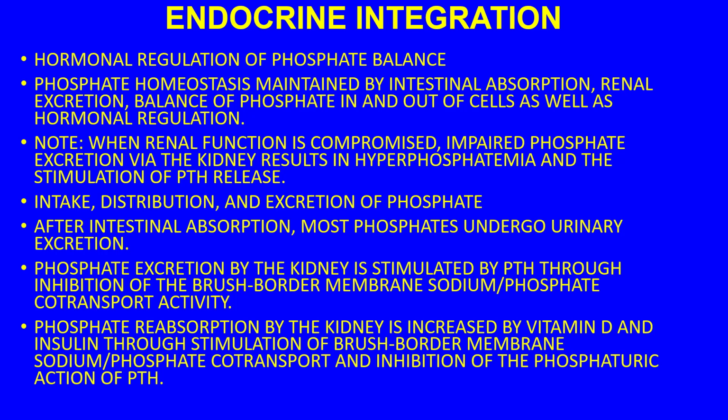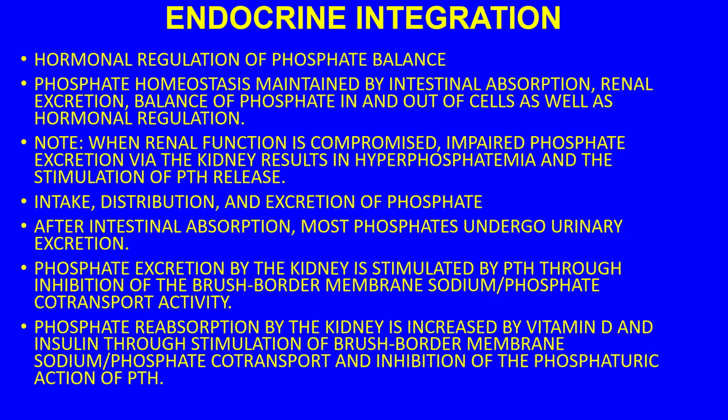But when renal function is compromised, you have an impaired phosphate excretion via the kidney, and that's going to result in hyperphosphatemia and the stimulation of PTH release. So when chronic renal disease occurs, you've got imbalances that occur for both phosphate and potassium.